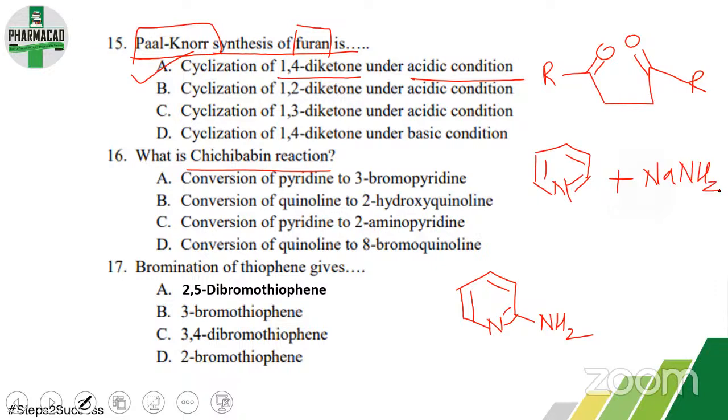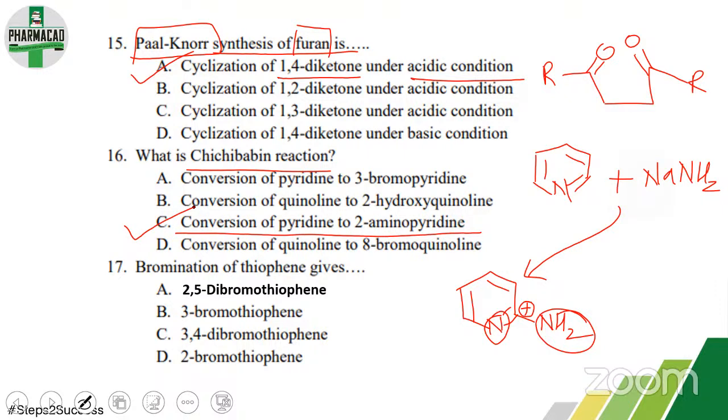Nucleophilic substitution will occur on the second position only, because this nitrogen is having more electronegativity. It will pull the electrons towards itself. So this carbon will be an electron deficient carbon. That's why the nucleophile will attack on that position only, and we will get the 2-aminopyridine. So the answer is conversion of pyridine to 2-aminopyridine, that is option C.